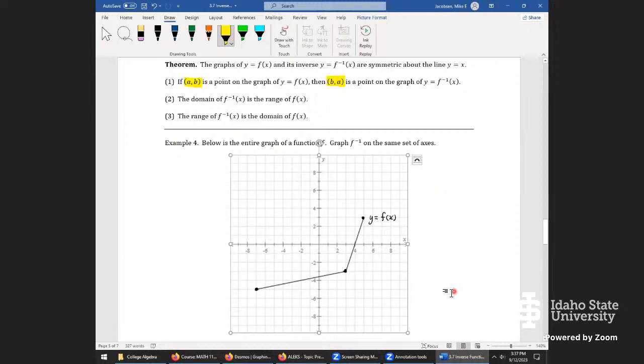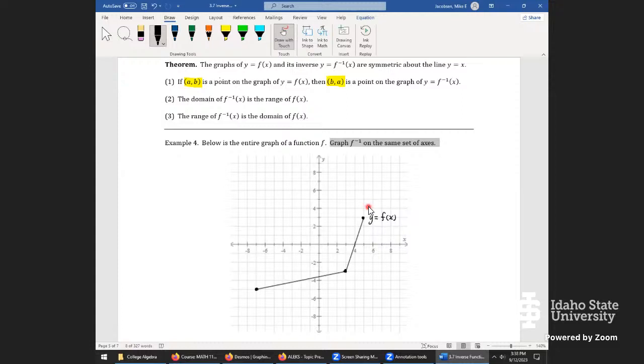to graph the inverse of that function there. So it says that's the entire graph of f. Graph its inverse on the same set of axes. And actually, it's not too bad. Let's just grab all of our coordinates. Here, this is going to be the coordinate of (5, 3). Down to this coordinate, we have, let me know if I miss a coordinate, this one looks like (3, -3). Then the last coordinate here looks like (-7, -5).